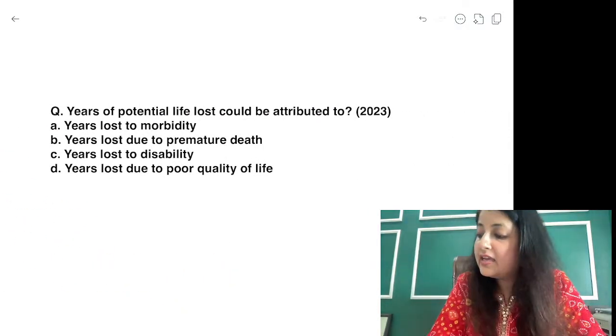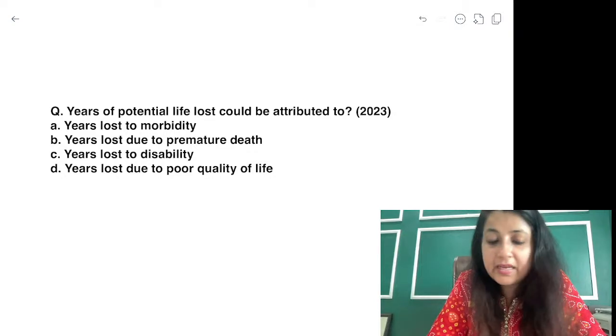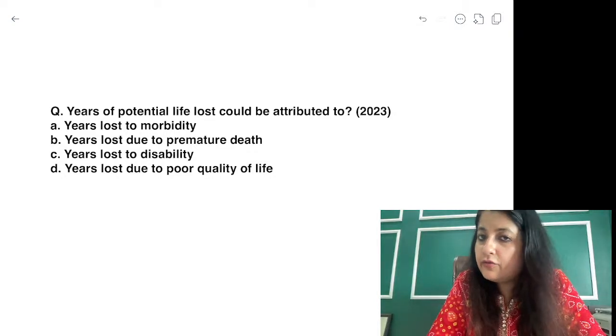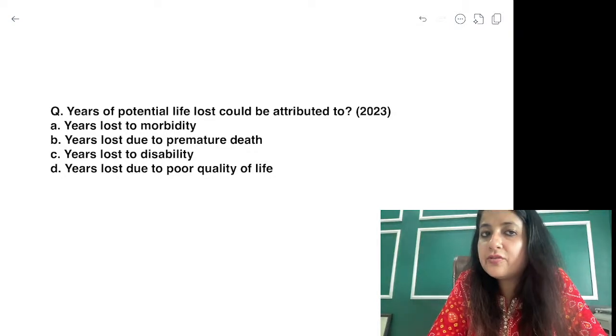एक quickly बताओ, year of potential life lost could be attributed to. Year of potential life lost could be attributed to year lost to morbidity, year lost due to premature death, year lost to disability, year lost to poor quality of life.